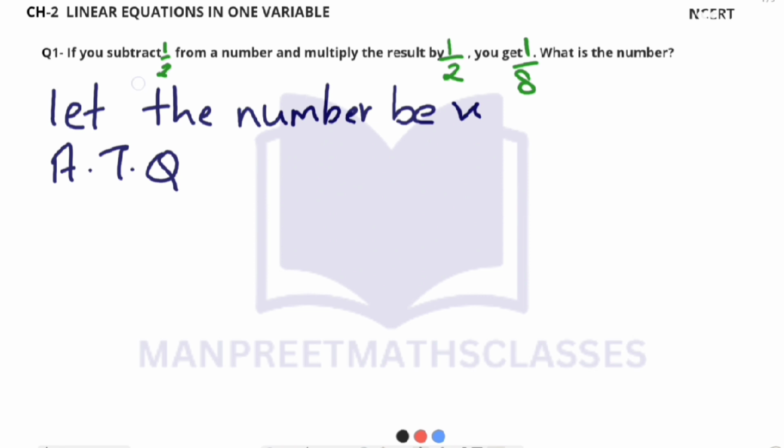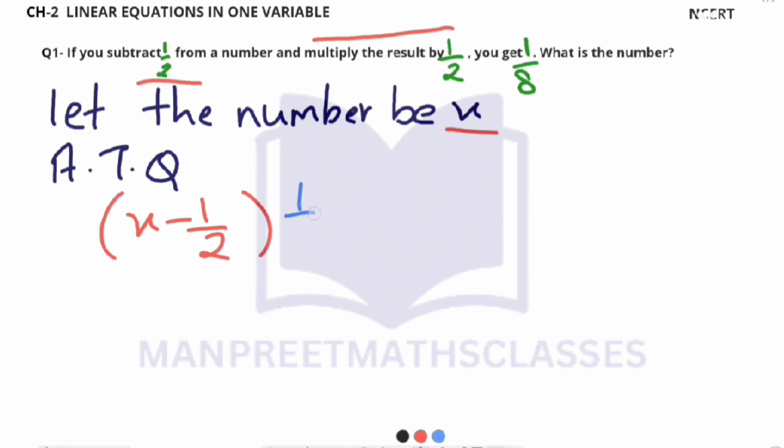Now according to question, if you subtract half from a number, हमने नंबर x सपोज करा है, इसमें से हाफ माइनस कर दिया. नेक्स्ट वो कह रहा है एंड मल्टीप्लाई द रिजल्ट बाय 1 upon 2. नाउ विल मल्टीप्लाई दिस आंसर विद 1 upon 2. यू गेट 1 by 8. सो हमें क्या मिलेगा 1 by 8. नाउ हाउ विल सॉल्व दिस?